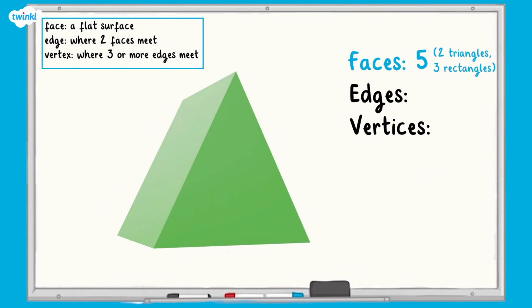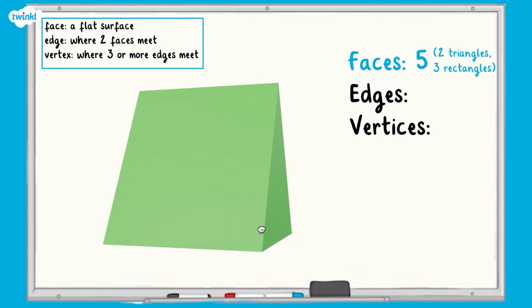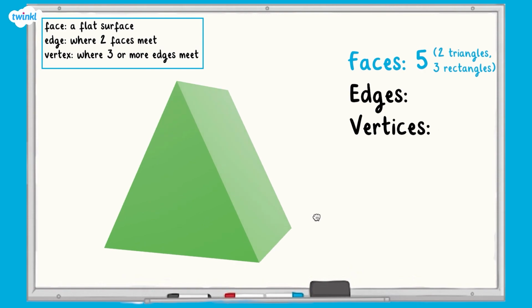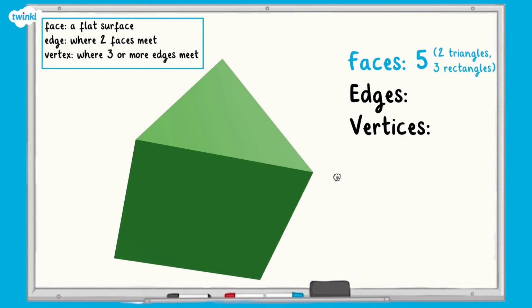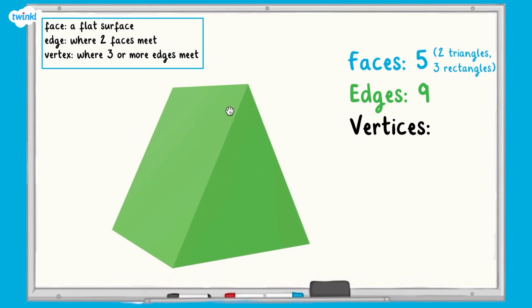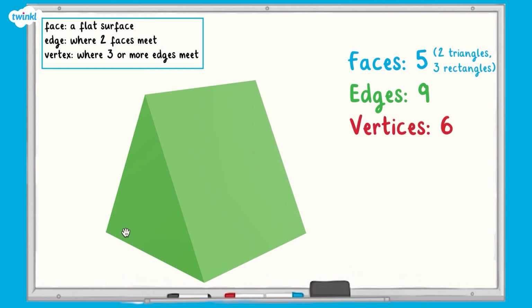Next, let's count the edges. We need to remember to count the edges on the opposite ends and between the rectangular faces. 1, 2, 3, 4, 5, 6, 7, 8, 9. There are 9 edges. Finally, we'll count the vertices. 1, 2, 3, 4, 5, 6. There are 6 vertices.